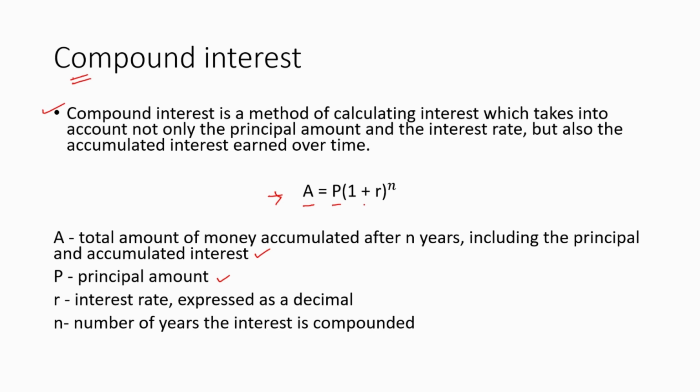And 1 plus simple r. Simple r is the interest rate expressed as a decimal. Always remember to convert the percentage value into a decimal, then use it in a calculation. So simple n is the number of years the interest is compounded. This simple n should be in the form of years.